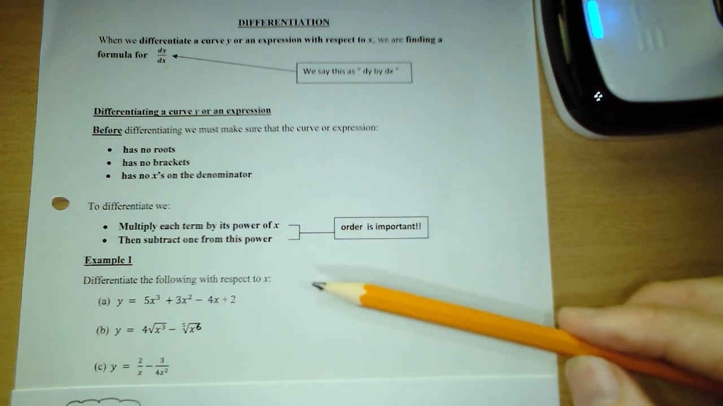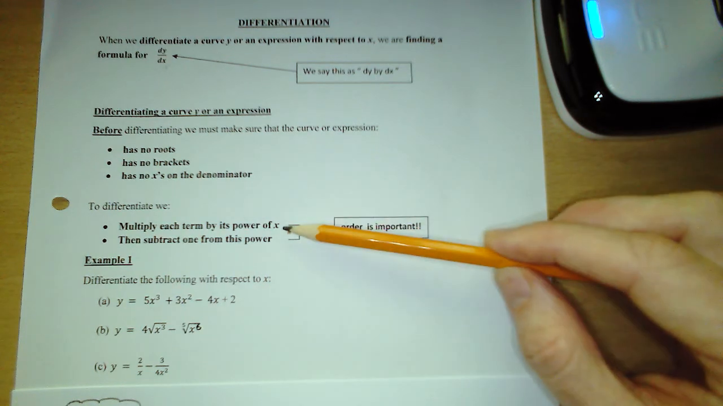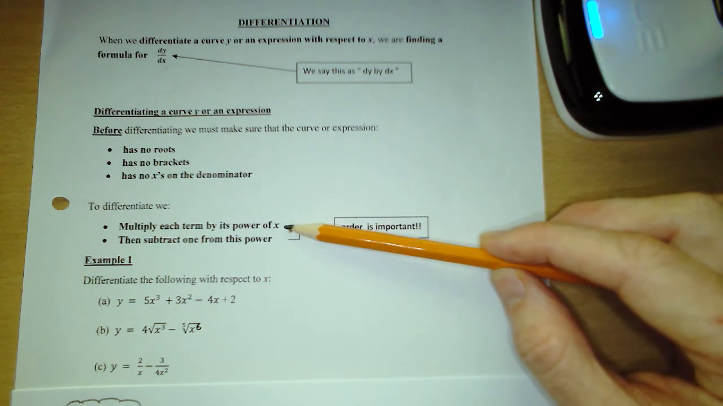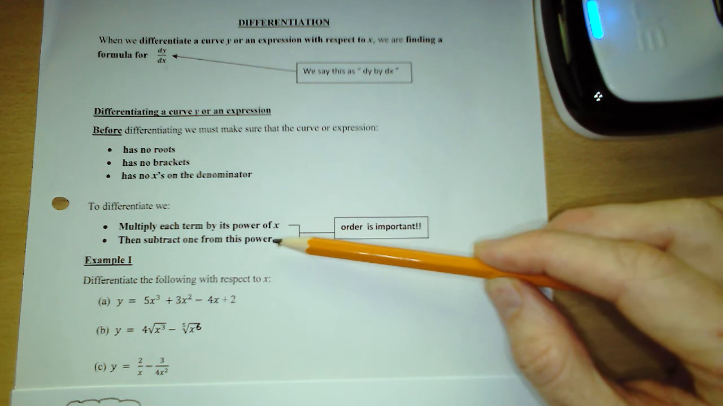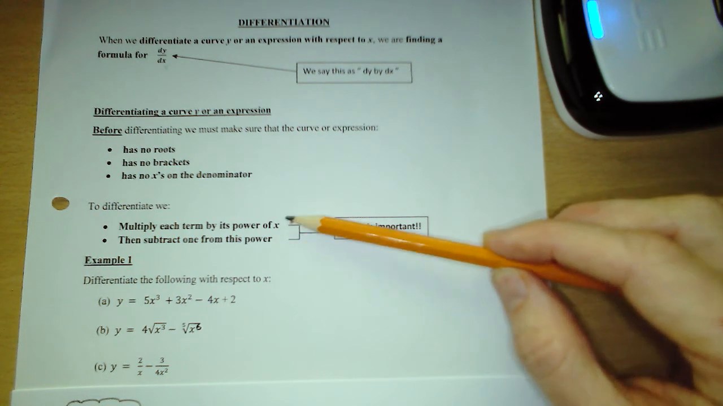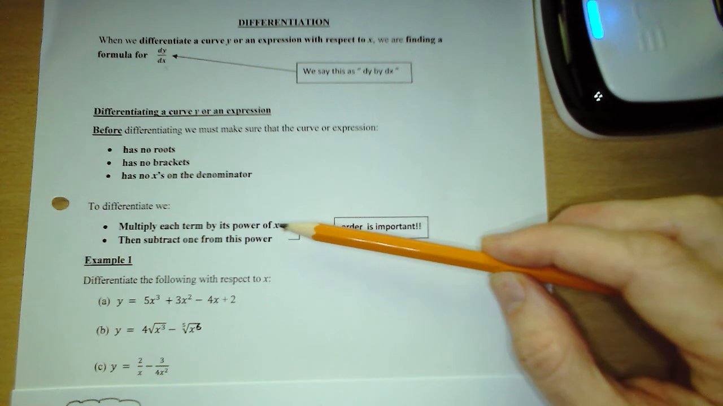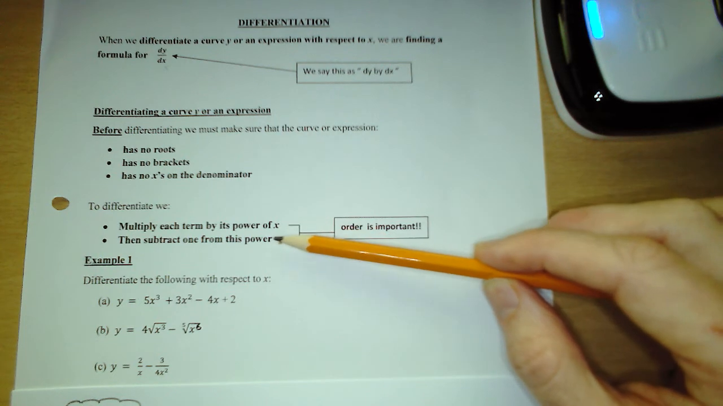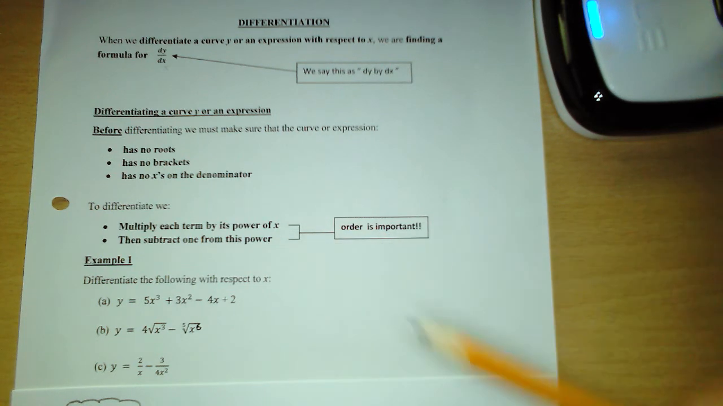Now, how do you actually differentiate? Well, you multiply each term by its power of x, and then you subtract 1 from this power. That's really important there, the order. So to differentiate, you multiply each term by its power of x, and then you subtract 1 from the power.